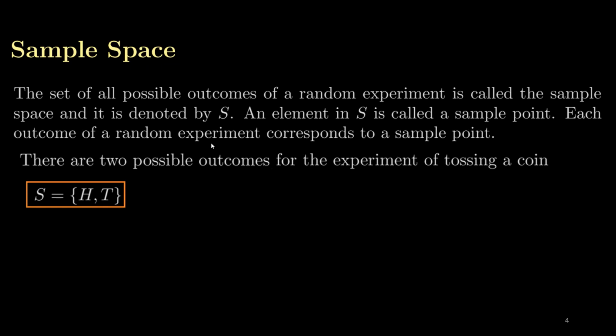So if we enclose all the possible outcomes in a single set, then that set is called the sample space. When we toss a coin, we have two possible outcomes, either head or tail. So the set of head and tail is called the sample space for the experiment of tossing a coin. Head is called a sample point and tail is also called a sample point. So the set of possible outcomes is called a sample space and every element in that set is called a sample point.